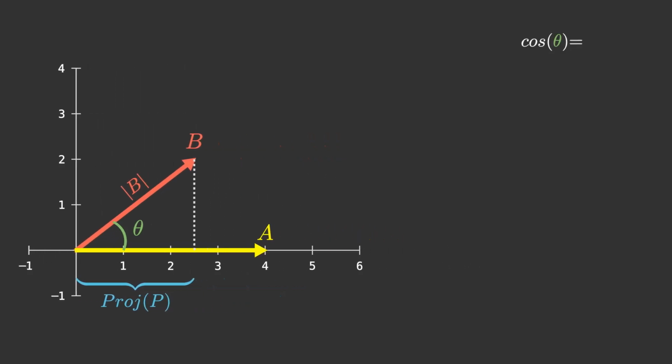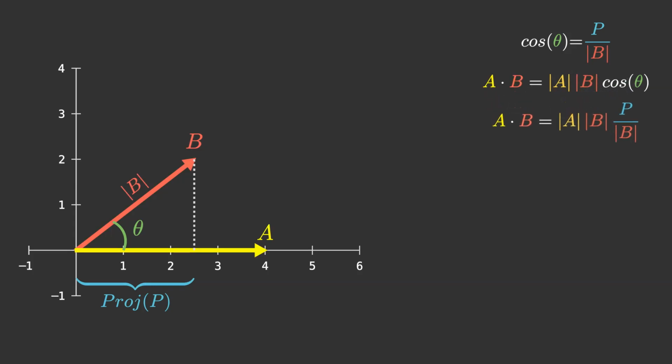We know the cosine of angle theta between the two vectors is equal to the adjacent side, which is the projection, divided by the hypotenuse, which is the magnitude of vector B. We also know the dot product of vectors A and B is equal to the magnitude of vector A times the magnitude of vector B times the cosine of the angle between these two vectors.